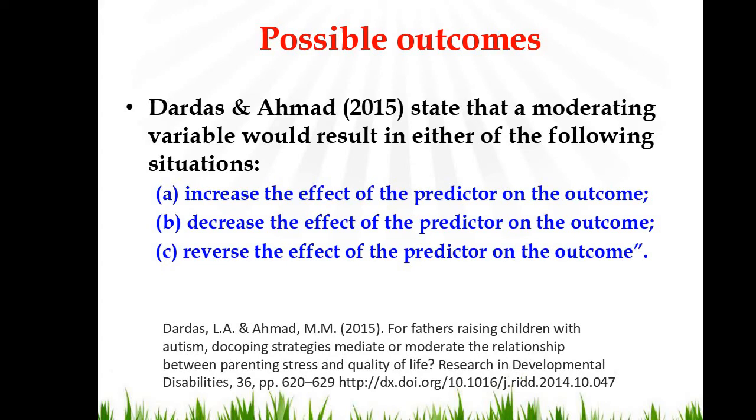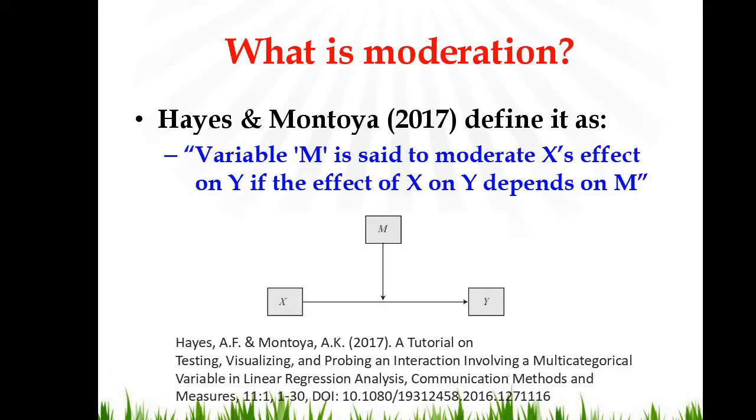What are possible outcomes of moderation? There are three. In situation number 1, a moderating variable can increase the effect of predictor on the outcome. Predictor is the independent variable and outcome is the dependent variable. Or it can decrease the effect of predictor on the outcome, or it can reverse the effect of predictor on the outcome. Look at this diagram.